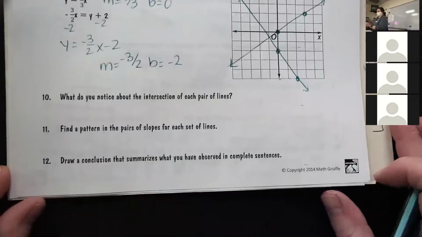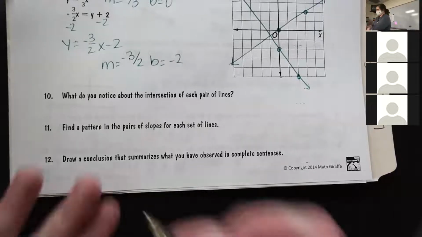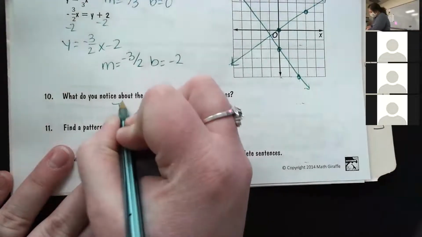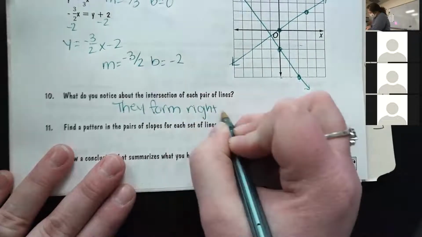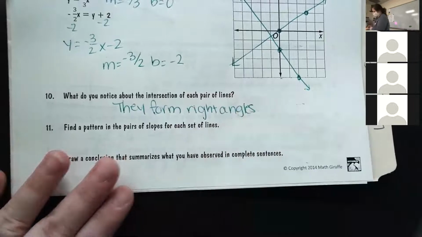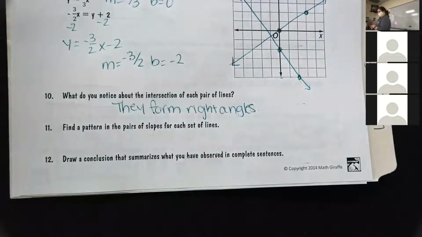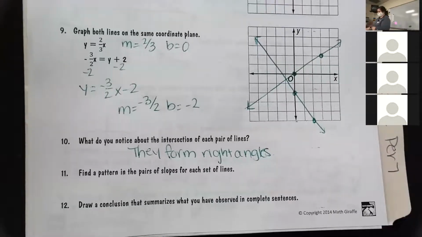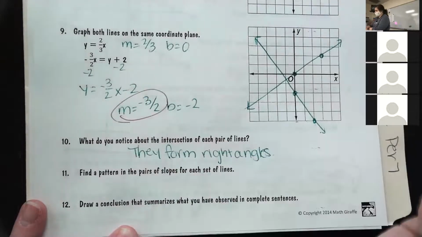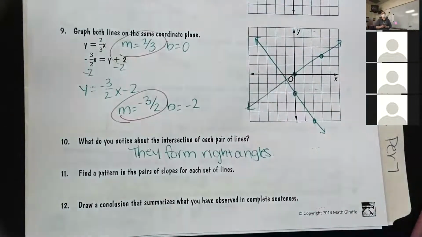What do you notice about the intersection? It's a right angle. They form right angles. Find a pattern with the slopes. So let's look back at the slopes. This one, we had a negative 3/2 and a 2/3. What do you see there? They are flipped. And what else? One's a negative and one's a positive.